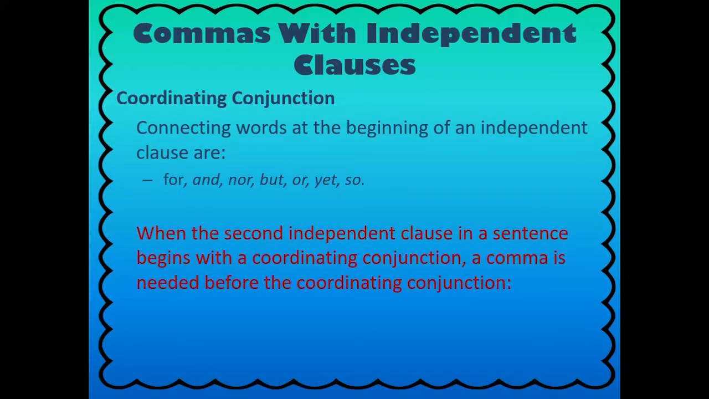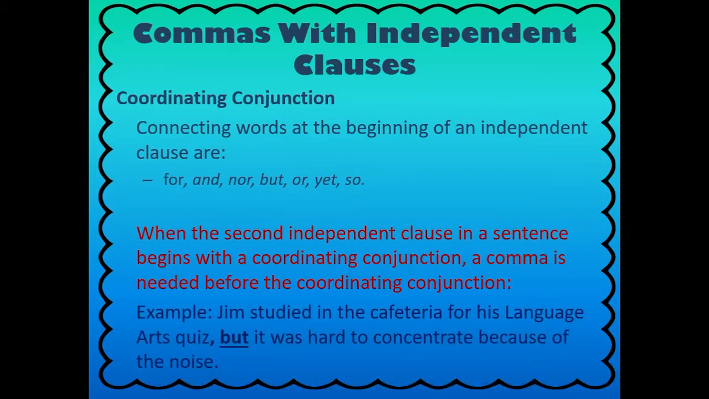And when the second independent clause in a sentence begins with a coordinating conjunction, a comma is needed before the coordinating conjunction. So a comma is needed before these words, before the connecting words for, and, nor, but, or, yet, and so. For example, Jim studied in the cafeteria for his language arts quiz, but it was hard to concentrate because of the noise. So anytime you see the word but, yet, so, and, or for, you will need a comma.